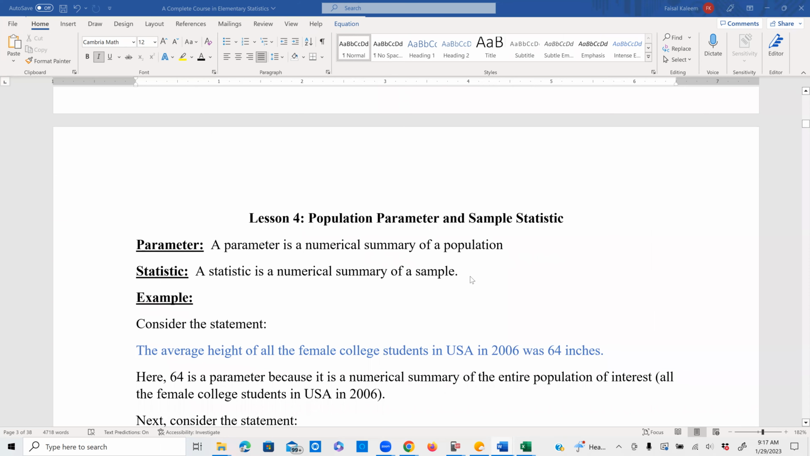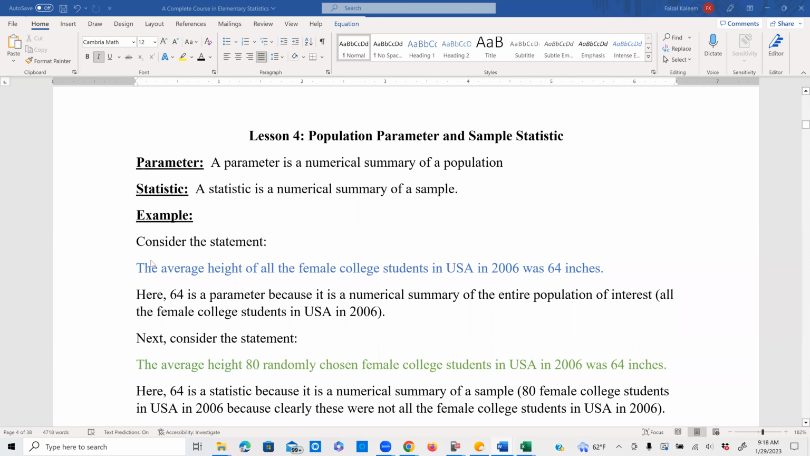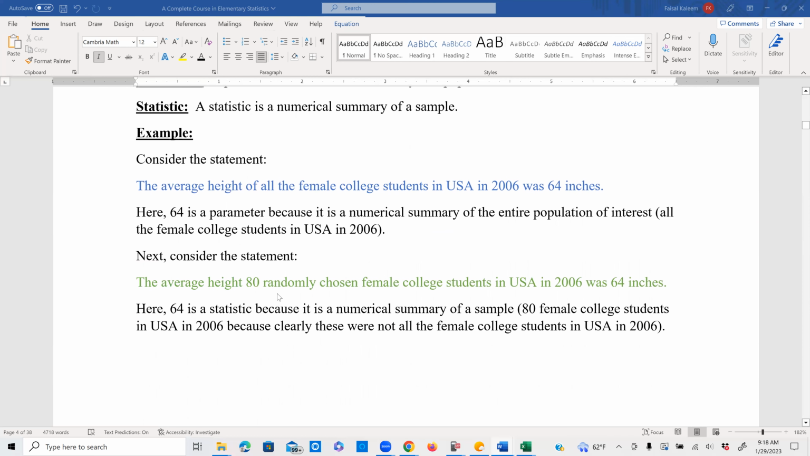Population parameter and sample statistics. A parameter is a numerical summary for population. Statistic is a numerical summary for sample. So remember, P goes with P, population parameter, and S goes with S, sample statistic. Example, the average height of all female college students in USA in 2006 was 64 inches. So 64 is a parameter because it deals with all the female college students in USA, and that is a population we are dealing with.